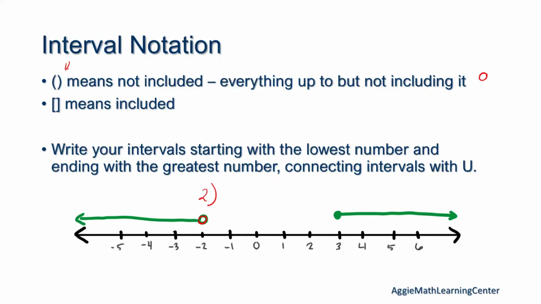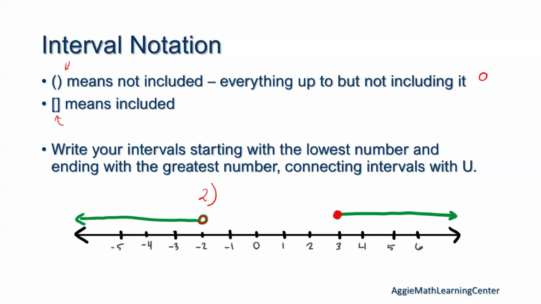If we have a square bracket, sometimes people call this a hard bracket, that means that number is included. Example here is this 3. Since this circle is a closed circle, we start at 3 and we are including that number 3. So we're writing our intervals starting with the lowest number and ending with the greatest number, connecting the intervals with a U, capital U, stands for union.